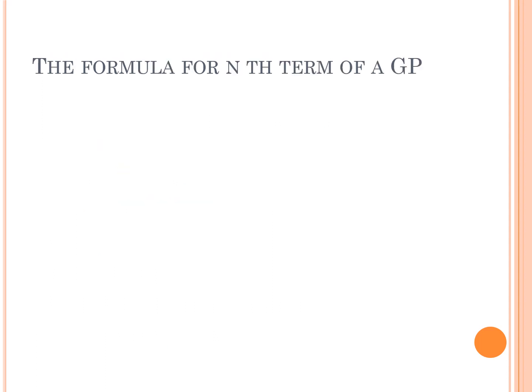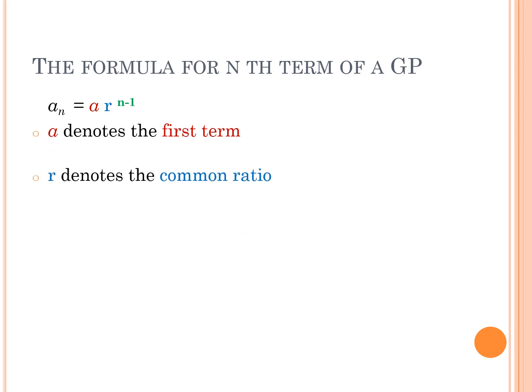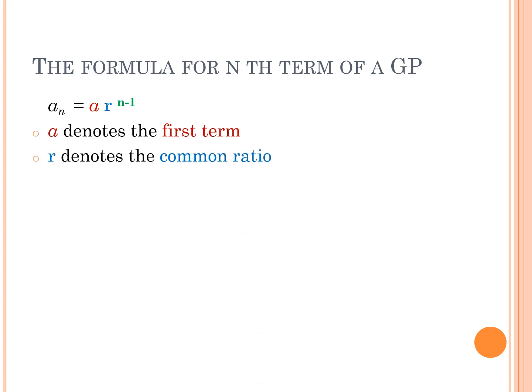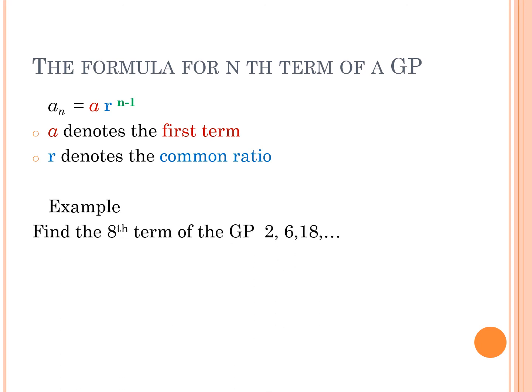Now we shall see the formula for finding the nth term of a geometric progression. The nth term is obtained as a_n equals a into r raised to n minus 1, where a denotes the first term and r denotes the common ratio. We shall see an example.